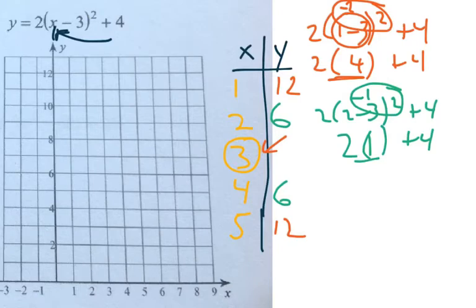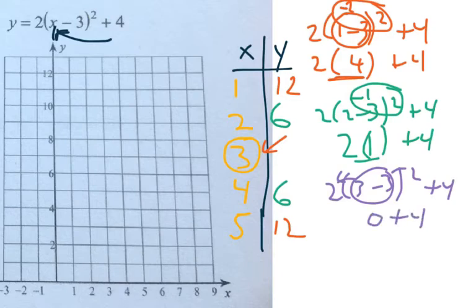And just to make sure, guys, let's just go ahead and plug in the 3 and see what happens. You see, 3 minus 3 is 0. And when I square it, it's still 0. When I times it by the 2, it's still 0. So all I have is 0 plus 4, which is 4. And now it's just a matter of graphing it.